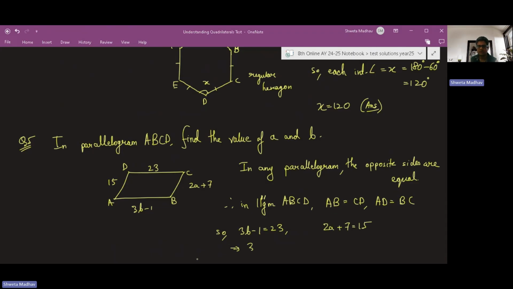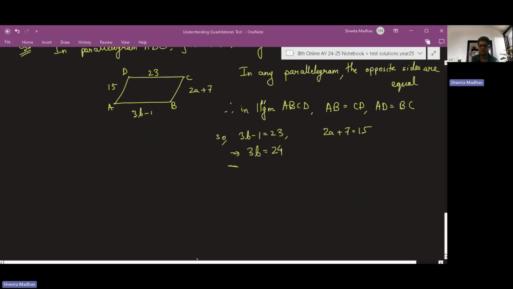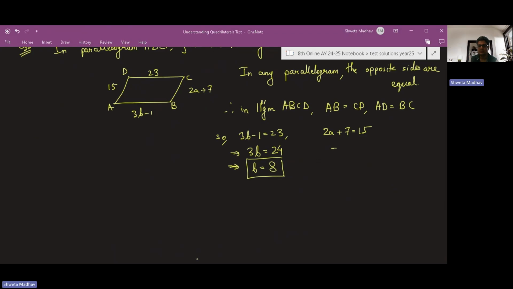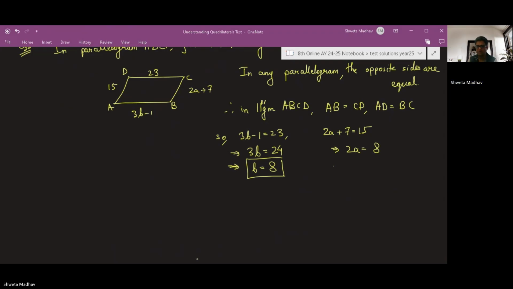So therefore, you can say that 3B equals 24, which means that B equals 8, since 3 times 8 is 24. And from here, you can say 2A will be equal to 15 minus 7, that is 8. So therefore, A will be equal to 4. So A equals 4 and B equals 8. So this is the answer.